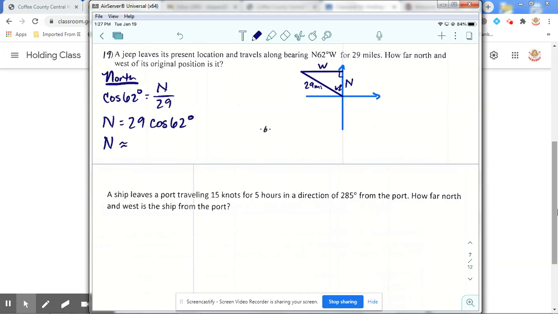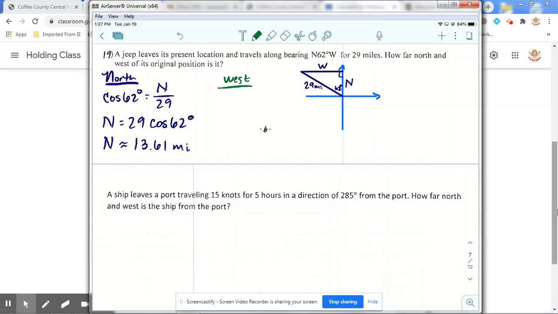So we could just jot that in the calculator. So this Jeep has traveled 13.61 miles to the north. All right, and then to the west.